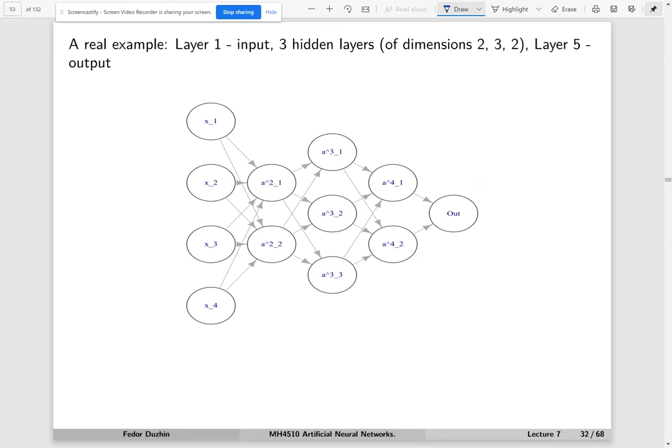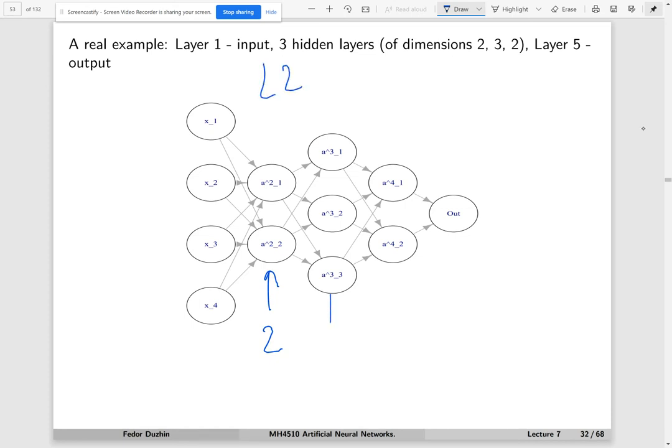So here is a more realistic example. Here we are going to have layer 1, our input layer. Then we will have 3 hidden layers, and layer 5 is going to be the output. The dimension of a layer is just the number of neurons. So we have 2 neurons here in layer 2.